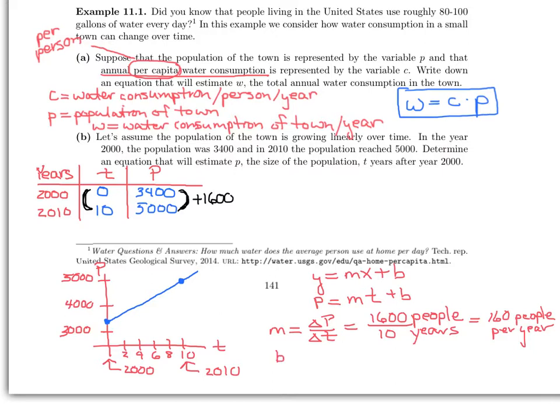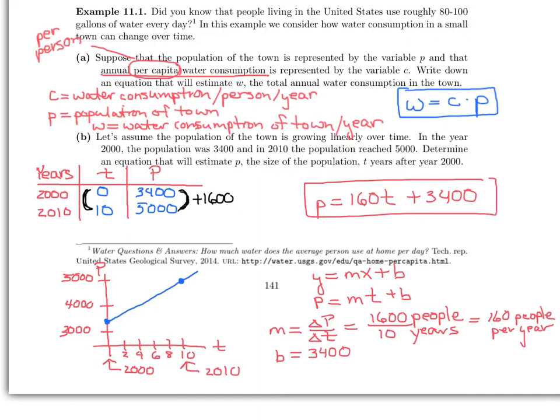The other thing we have to calculate is b for this equation. B, if you recall, is the vertical intercept of your function. And in this case, B is located right here. We can see the value on the graph, and if we go up to our table, we can see what that point is, and right here, the 3,400 gives us the location of that vertical intercept. So B is actually 3,400. So the equation that describes the population growth for this town is P equals 160T plus 3,400. And we will use this equation again in a later part of this example.